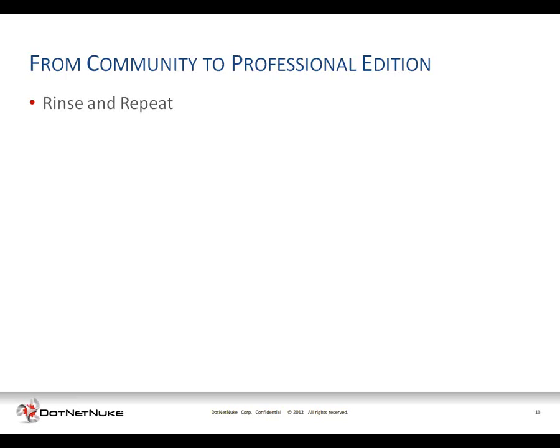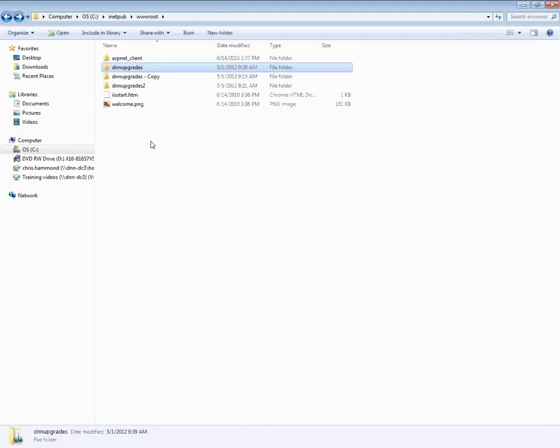Upgrading from Community to Professional Edition is exactly the same process as upgrading from one version of Community Edition to the next version of Community Edition. And upgrading from Community Edition to Enterprise Edition, or Professional to Enterprise, is exactly the same process. So let's go through that process. We're going to go a little bit faster here because we've already gone through a lot of those steps.